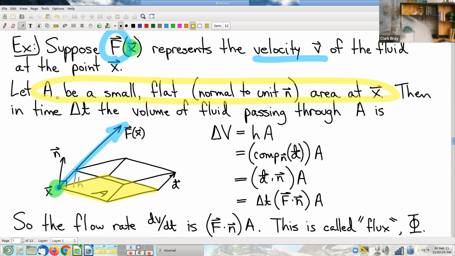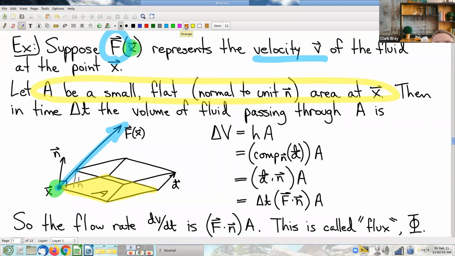Yes. So here, is capital F of X the gradient? No, there's no anti-gradient here. This is just a vector field representing a flow of a fluid. Capital F is just a vector field. How do we get to D dot N? No, you're ahead of me, I haven't gotten there yet. Everybody with me so far, though? Okay.